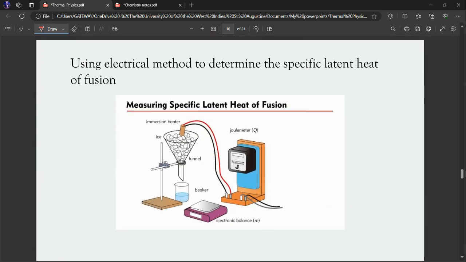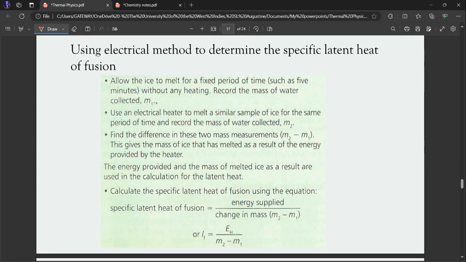And then we had the electrical method to determine the specific latent heat of fusion. Basically, what you're going to do here is heat the ice and allow it to change state to liquid and collect it in the beaker. You measure the mass. So these are basically the steps. Allow the ice to melt for a fixed period of time, applying no heat from the circuit, without any heating. Record the mass of the water as M1 without applying heat, right? Just allowing it to melt by itself.